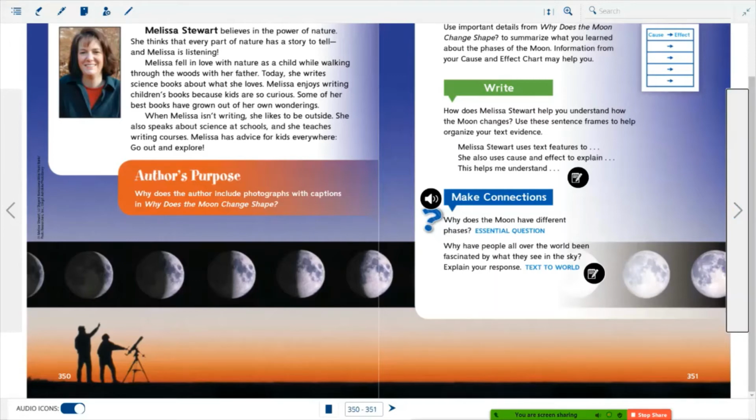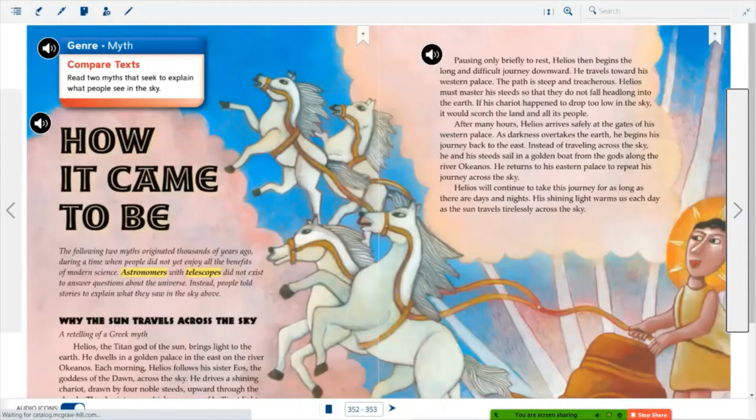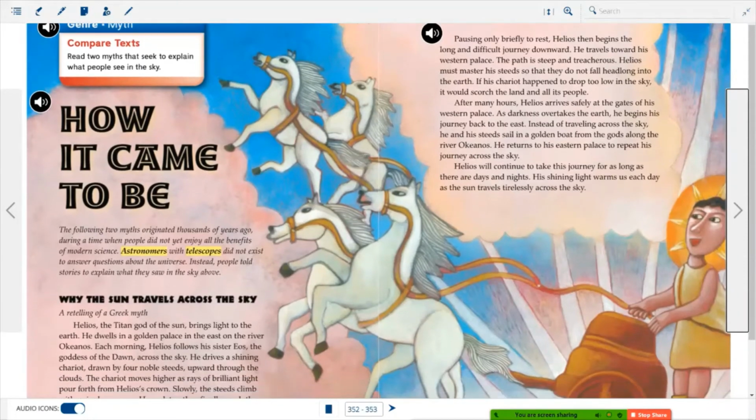All right, that takes us to the end of our first story. Our next one is a Greek myth. I believe it comes from Greek mythology, and it's titled "How It Came to Be."